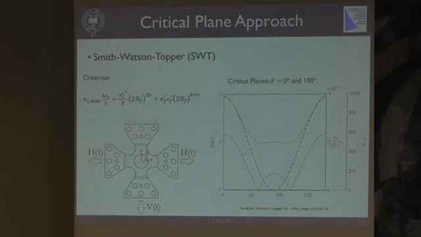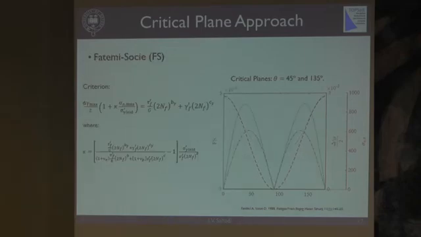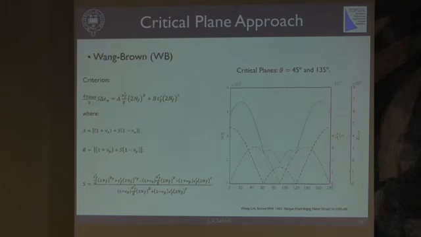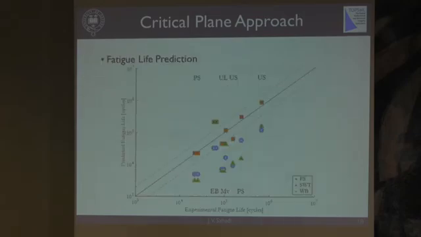We had a look at some critical plane approaches, so Smith, Watson, Topper, and since Professor Sosi is in the room, it's a good job perhaps we had a look at Fatemi-Socie, and of course this predicts critical planes, shear planes. The previous one predicts crack initiation perpendicular to the surface, and then this is a more complex Wang and Brown criteria. What happens when you look at the fatigue life predictions using this kind of criteria?